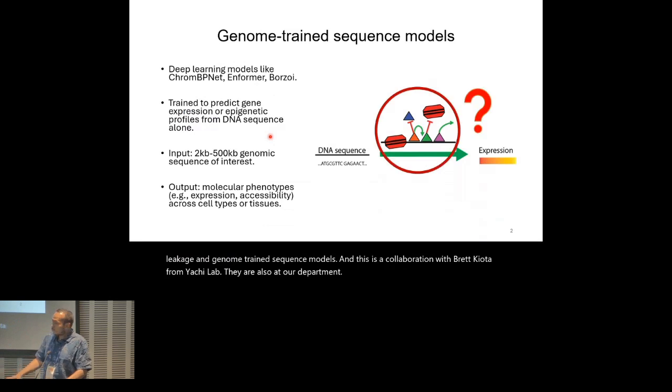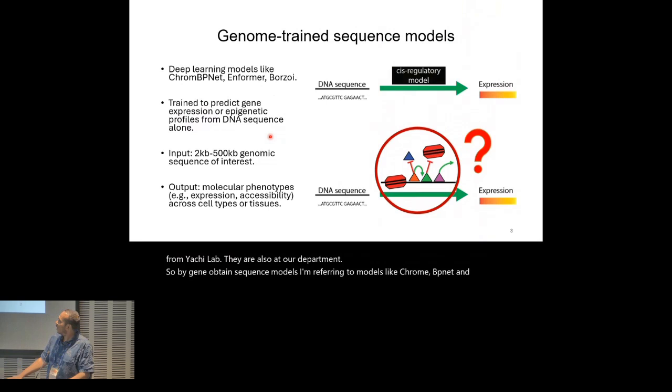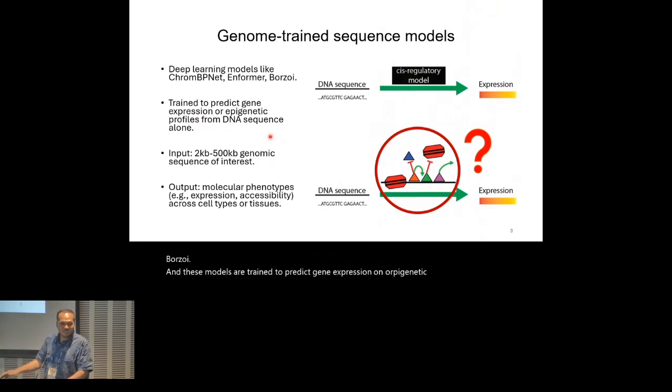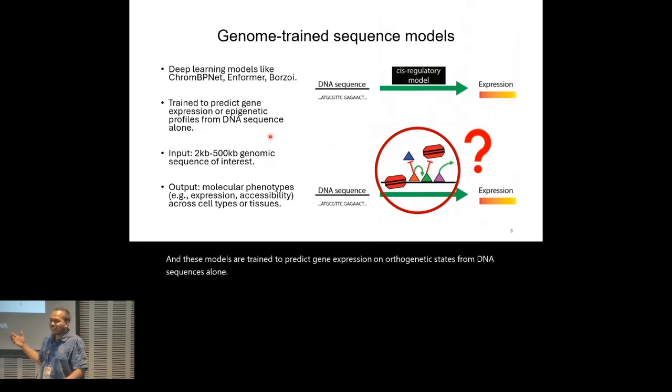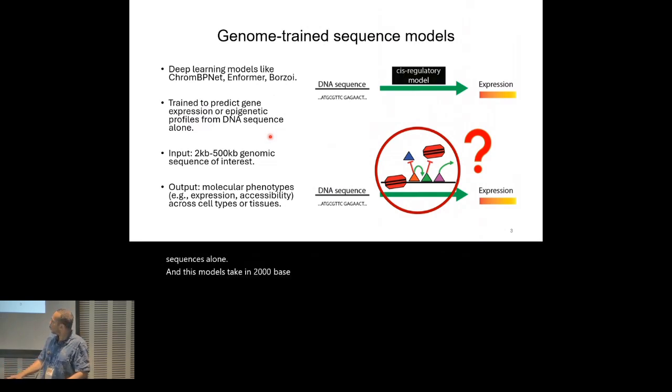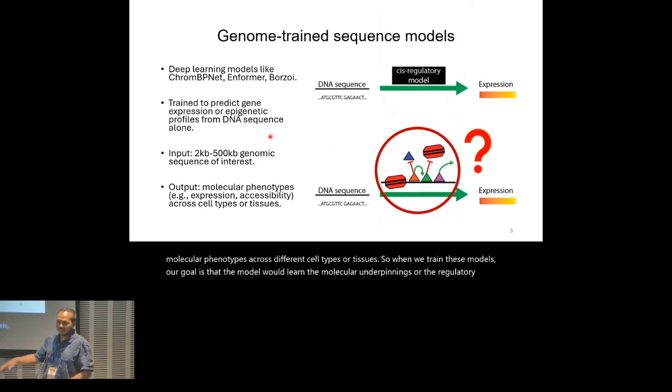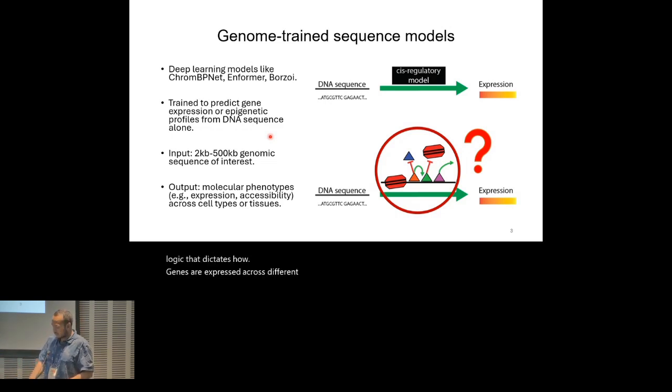By genome-trained sequence models, I'm referring to models like ChromBPNet, Enformer, Borzoi. These models are trained to predict gene expression or epigenetic states from DNA sequences alone. They take in 2000 base pairs to half a megabase of DNA, and they're predicting molecular phenotypes across different cell types or tissues. When we train these models, our goal is that the model would learn the molecular underpinnings, or the regulatory logic that dictates how genes are expressed across different tissues and the epigenetic states.